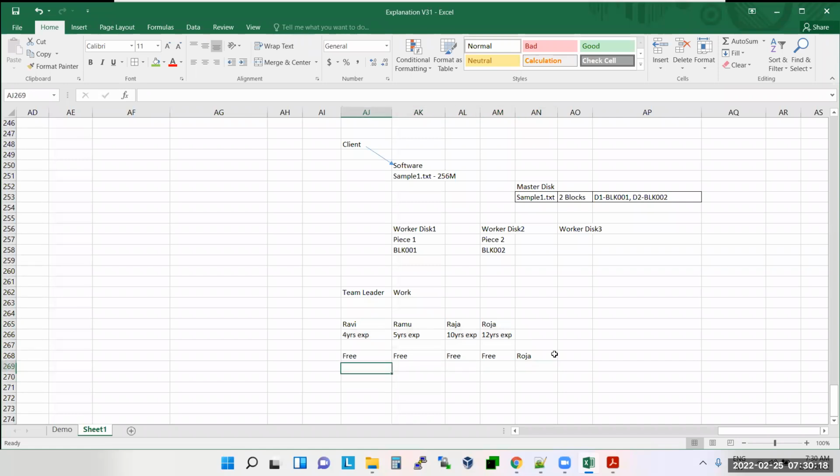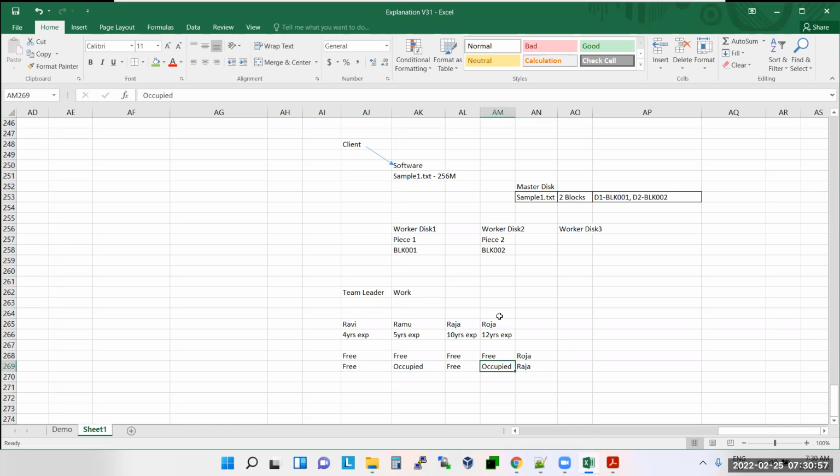But let's say Ravi is free. Ramu is occupied. Raja is free. Roja is also occupied. Now tell me to whom you will give the work. Raja. Why Raja? Compared to the remaining, the other 2 people are already occupied. So from the available people, you are seeing who has more experience. Yes or no? Yes, sir. So in this scenario, you will give it to Raja.